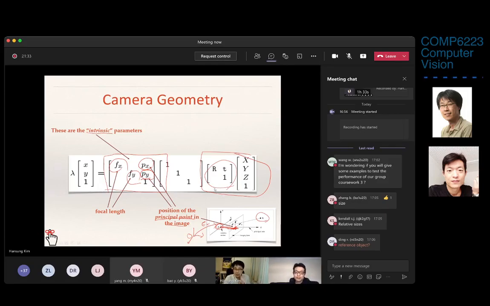If we define these intrinsic and extrinsic parameters, then we can project a 3D point to the image plane. This one is a 3x4 matrix, because this one is a 3x3 matrix and this one is a 4x4 matrix. So it projects these 4 points into 3 points. This is just a homogeneous coordinate. So to go from x, y, z to x, y, we need this kind of intermediate matrix. Okay.